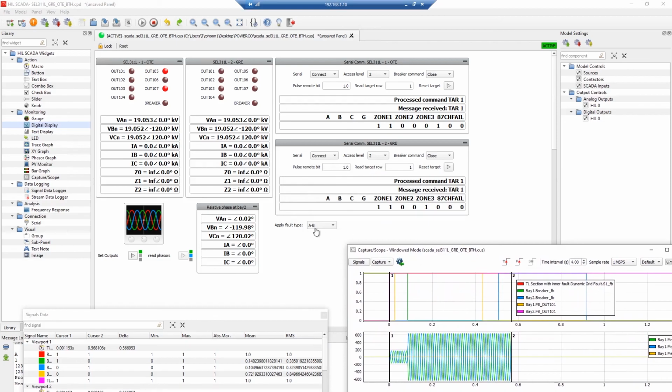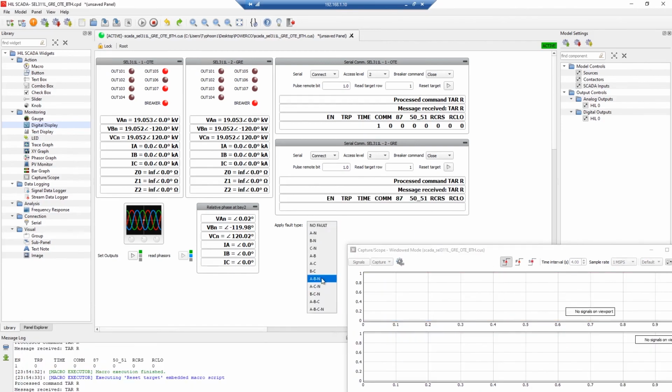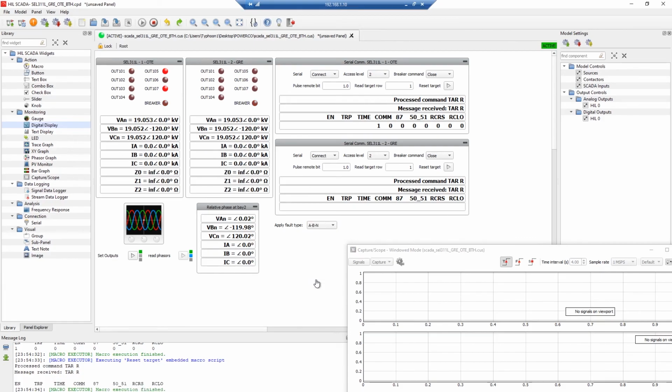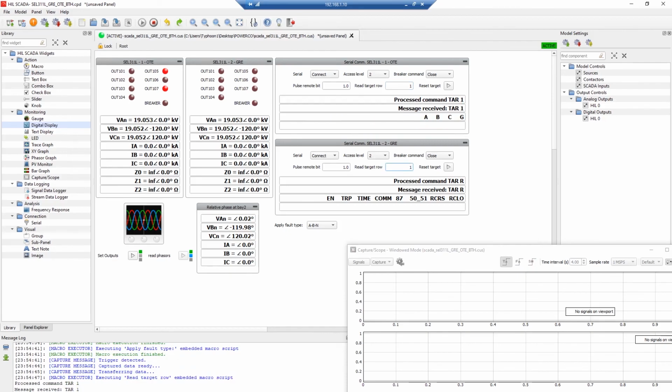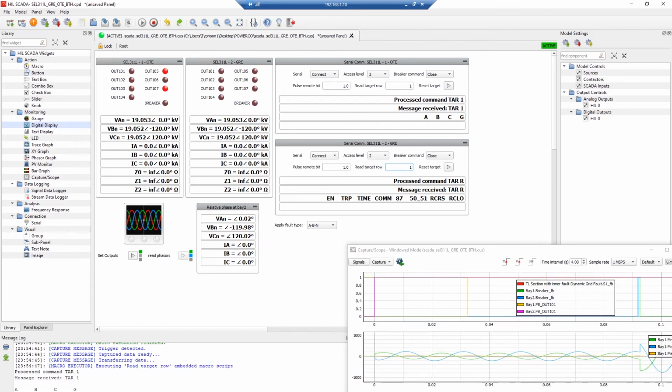Okay, let's clear this fault. Give command to close the breakers. Reset target. Set our capture. And then do AB to ground. Let's issue some command to read. Oops, didn't read everything.